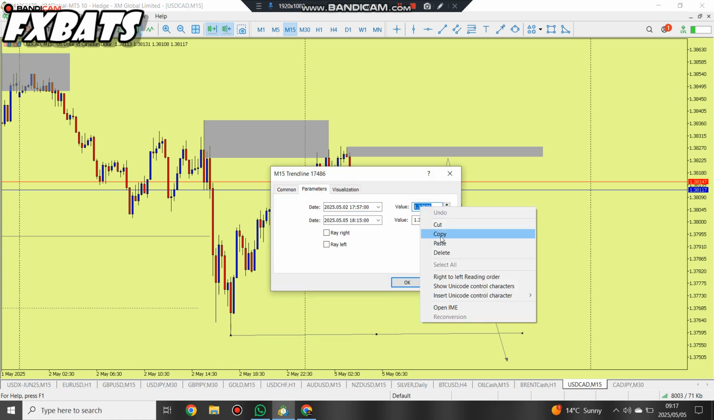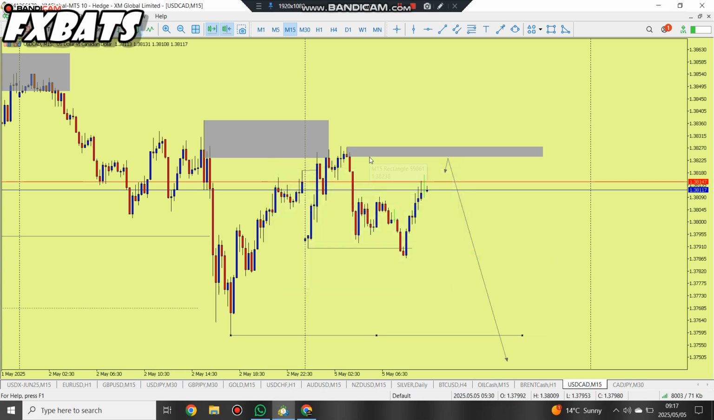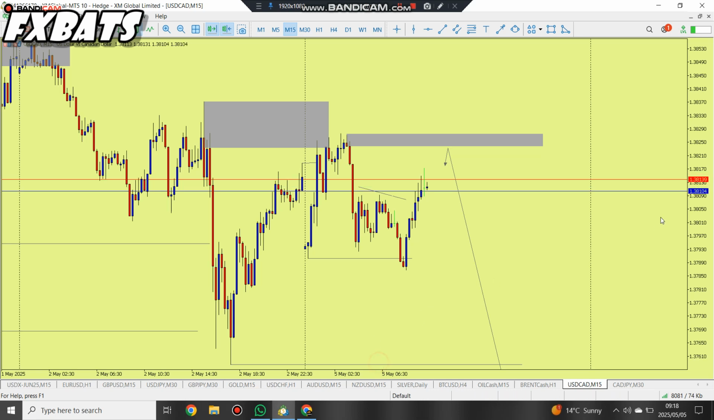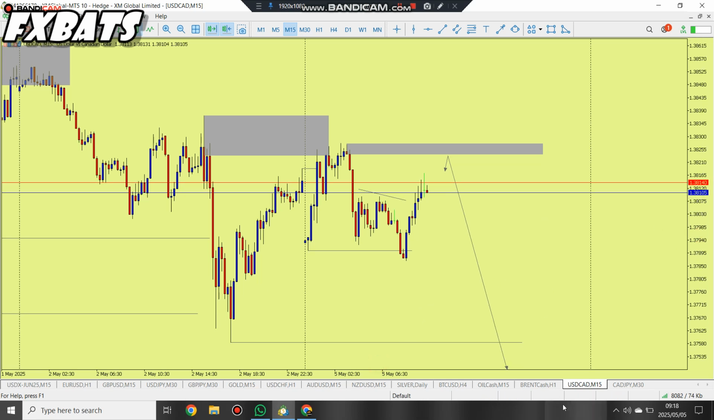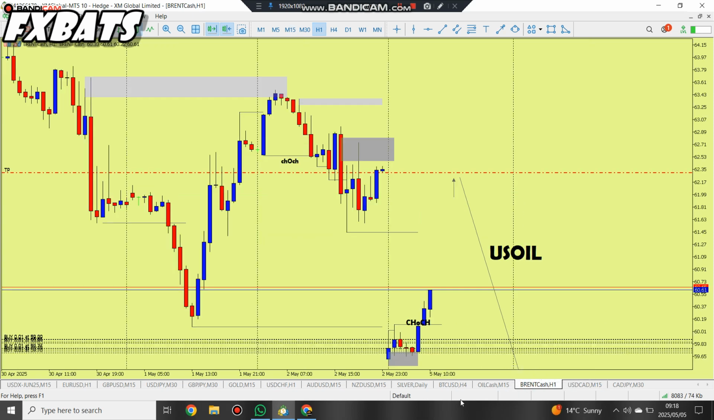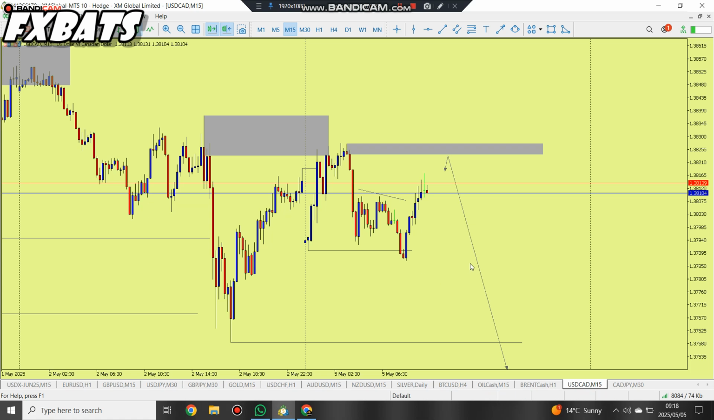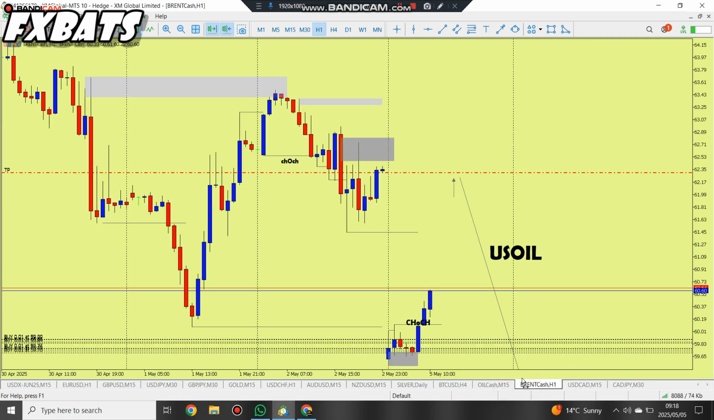I'll be setting my sell limit orders here at my area of origin. This is my area of origin, and this is inducement. You can call it liquidity. Then I'll look to hold some sales. So this is what I'm looking forward to. Oil should buy to sell, and USD CAD should be selling to buy. So this is the analysis. USD CAD is a sell to buy, then Brent oil is buy to sell.